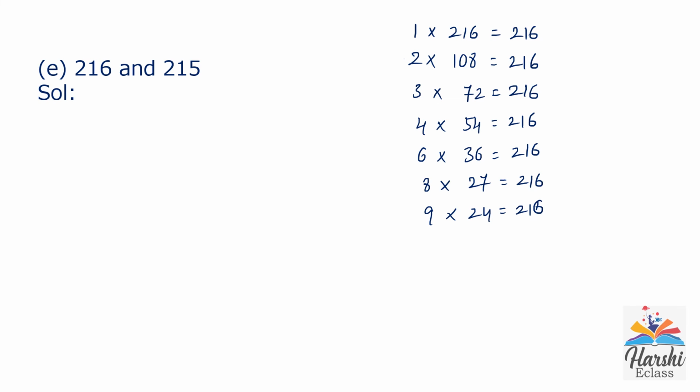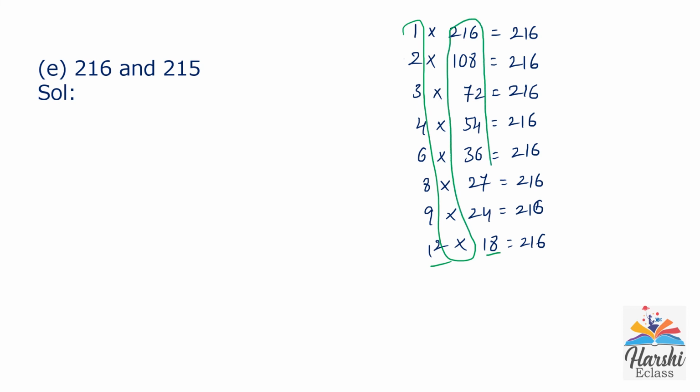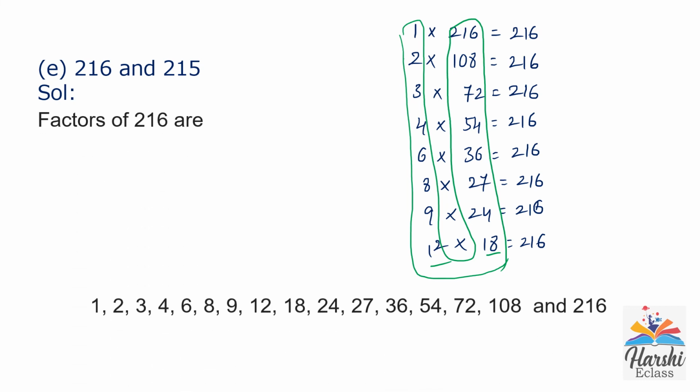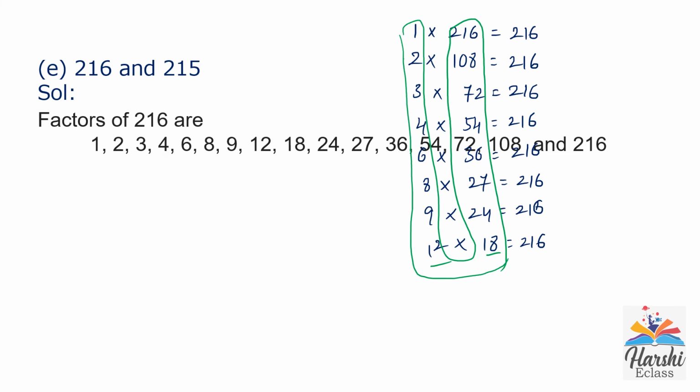After that, 12 18s are 216. Then 18 12s are 216. 18 and 12 are already written, so the factors of 216 are 1, 2, 3, 4, 6, 8, 9, 12, 18, 24, 27, 36, 54, 72, 108 and 216.